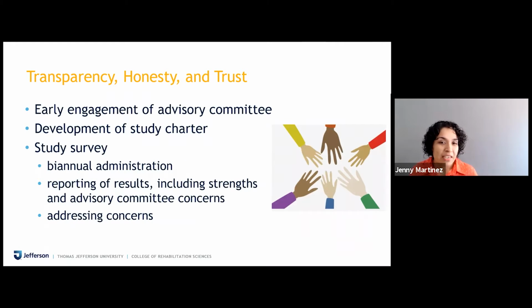In terms of transparency, honesty, and trust, our early engagement has helped us set a fine collaboration and foundation for this. And one of our most useful vehicles for enhancing the transparency and honesty and trust in our study has been not just the study charter, but also the use of a biannual survey. This survey is sent out every 6 months to our advisory committee members, and we ask them to provide us feedback about their experience as research partners. We analyze as the research team their results and report them back to them during our monthly meetings.